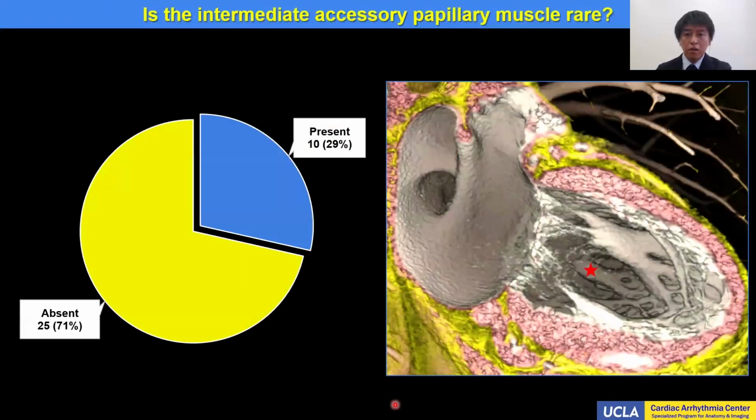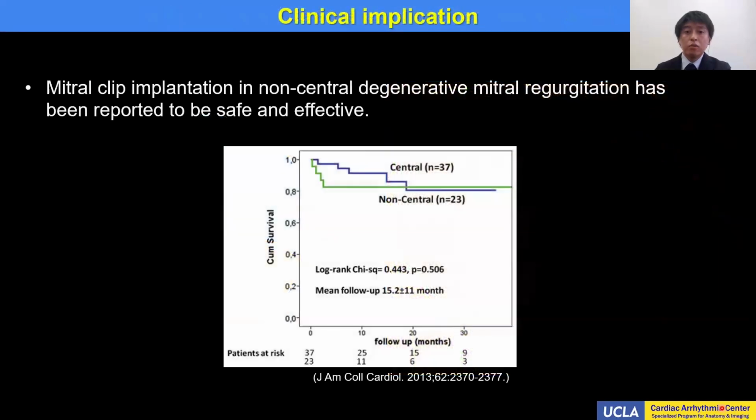From our review of the donated hearts, the inferolateral intermediate accessory papillary muscle is not a rare variant. It shows up in about 30% of cases. However, further research is needed to understand how common it is in clinical practice. We'd like to discuss the clinical implication of this particular accessory papillary muscle. This study shows safety and efficacy of the MitraClip implantation in non-central position.